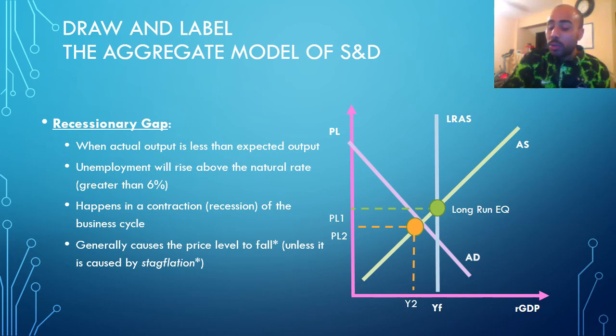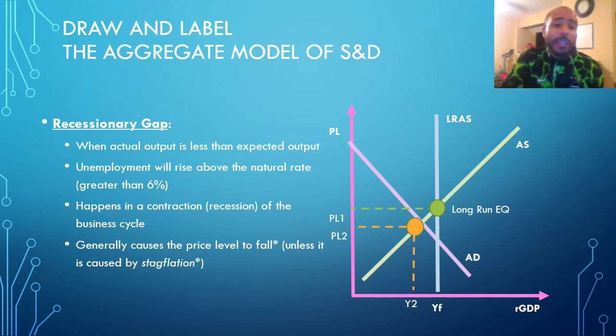You'll see that our real GDP decreased and the price level decreased. This is what happens in a contraction of the business cycle, or a recession. That's why we call it a recessionary gap. Because in this point, we're not producing as much as we should be producing. And so that means that we have factories maybe that are being unused. We have workers that are getting laid off. That's why the unemployment rate is higher.